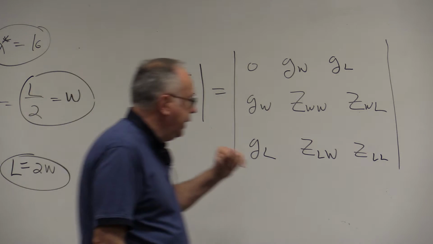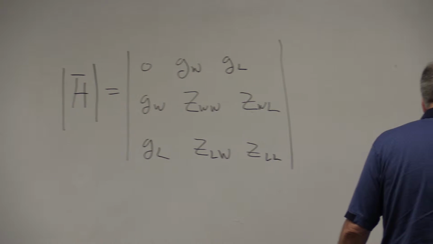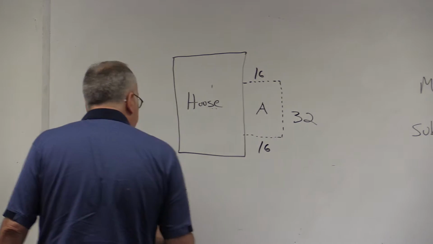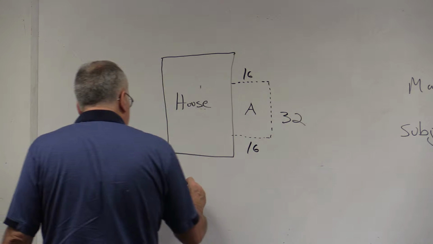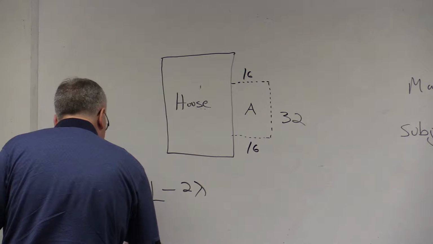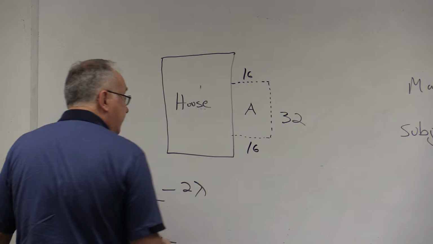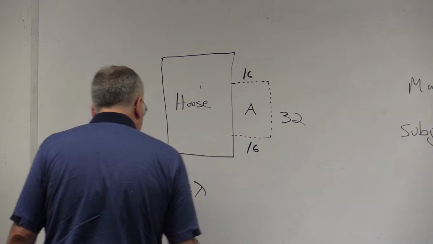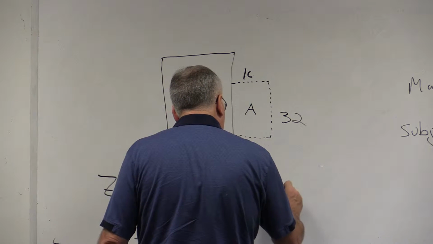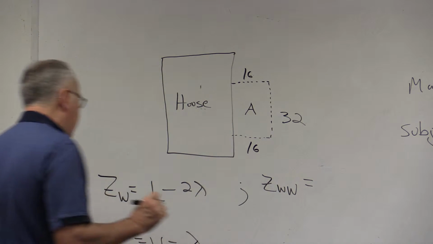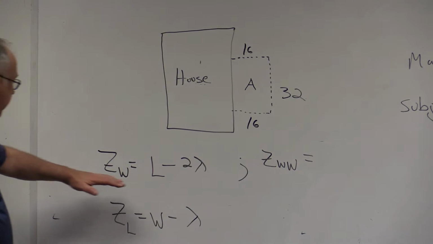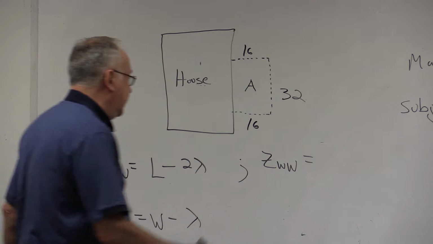So let's see, I erased this. I got to put Z sub W back up here, don't I? What was Z sub W? That was L minus 2 lambda. Right. And let me write down what Z sub L was also. Z sub L was W minus lambda. Okay. So what is Z sub WW? Zero. Yeah, because you look at Z sub W, there's no W in here. So that's 0.